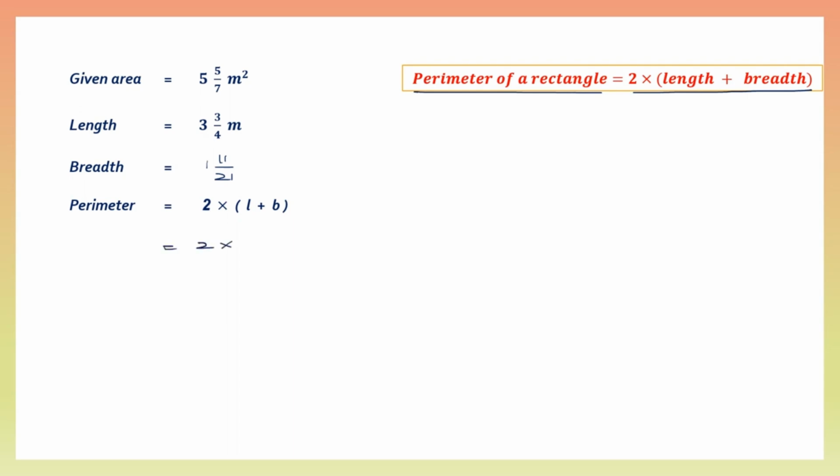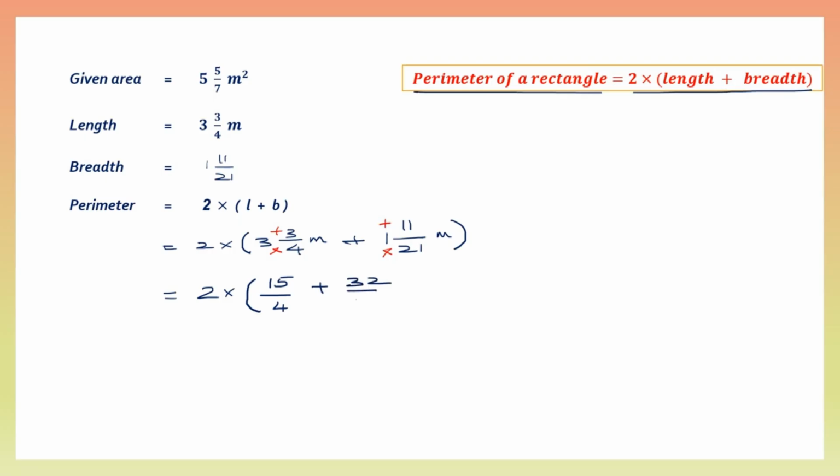So 2 into, now how much is length? Length is 3/4 meters. This was already given to us, plus breadth, which we found out to be 11/21 meters. So now we have to do this addition and multiply it by 2. So 2 into, first step, let's convert. 4 threes are 12, 12 plus 3 is 15. So here we have 15/4 meters plus, let's convert here. This we already know, we've converted it. So 21 into 1 is 21, plus 11 is 32.